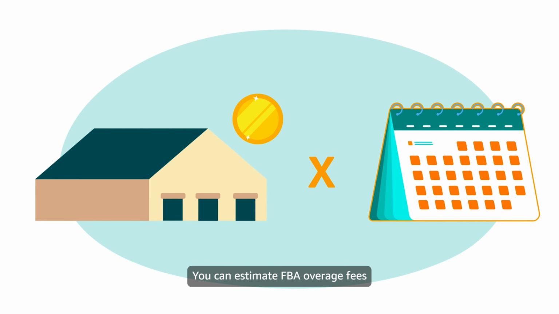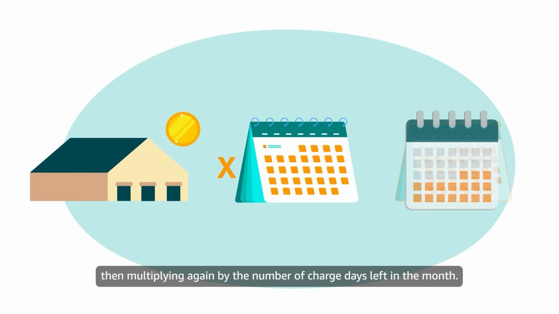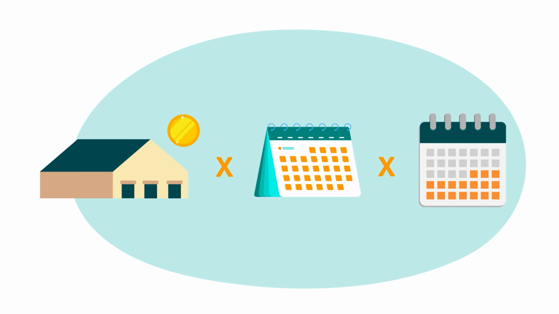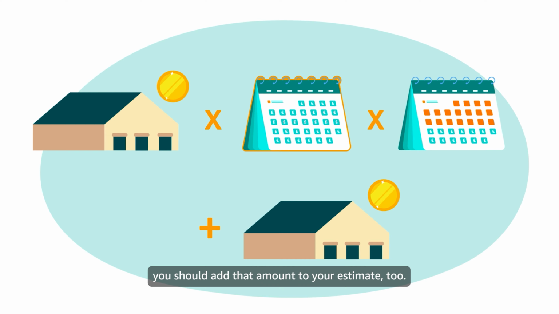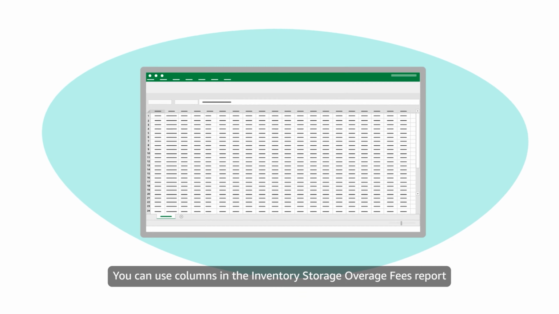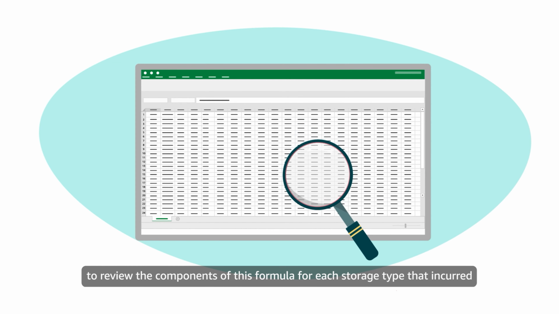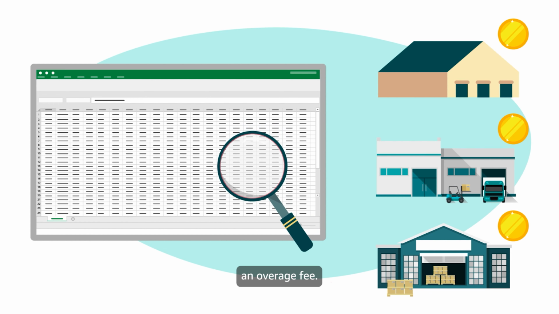You can estimate FBA overage fees by first multiplying a current overage by the month's daily overage rate, then multiplying again by the number of charge days left in the month. If you've already incurred an overage for the same month, you should add that amount to your estimate too. You can use columns in the Inventory Storage Overage Fees report to review the components of this formula for each storage type that incurred an overage fee.